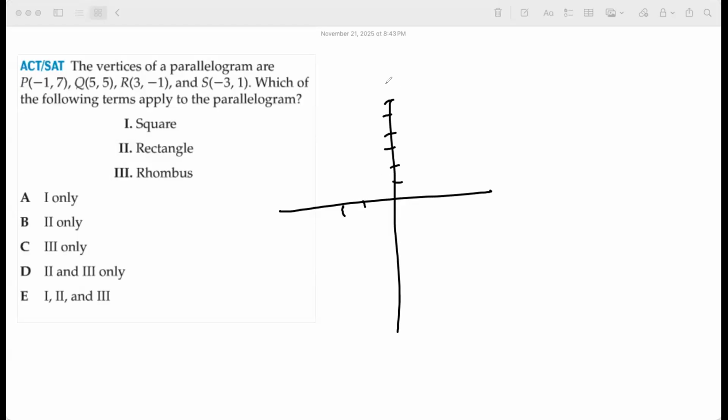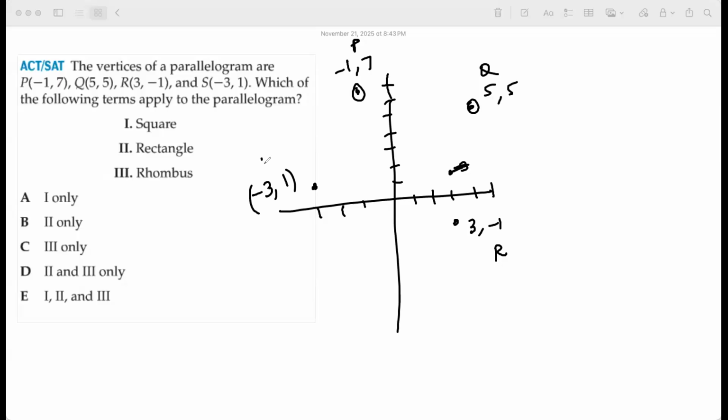Yes, I did. 7, minus 1, comma 7, 5, comma 5. Let me plot it. When I say you plot it, I have to plot it. 1, 2, 3, 4, 5. 5, comma 5, minus 1, comma 7. And then 3, comma 1. 3, comma minus 1. Then minus 3, comma 1. Okay, this is what I got.